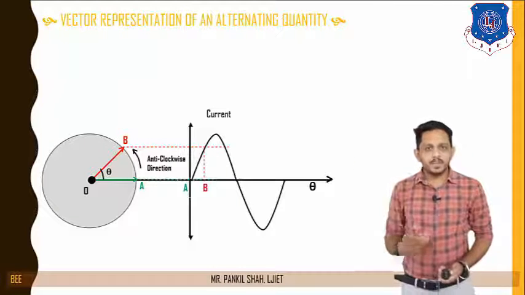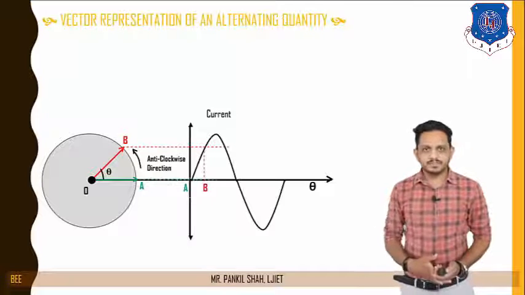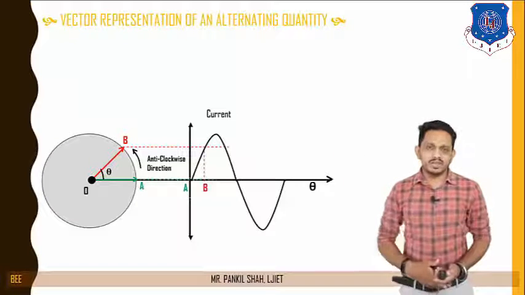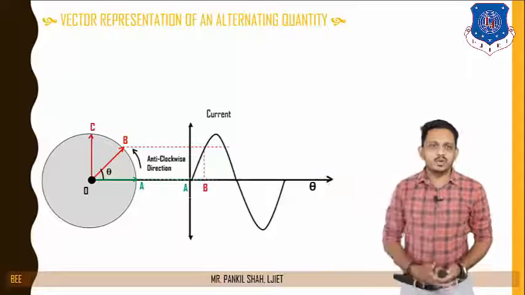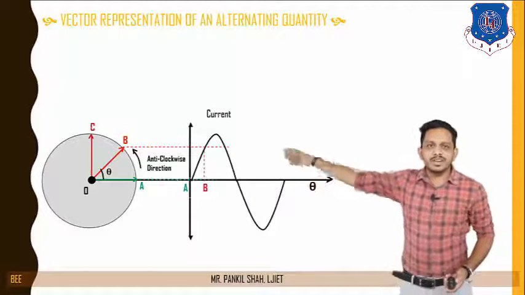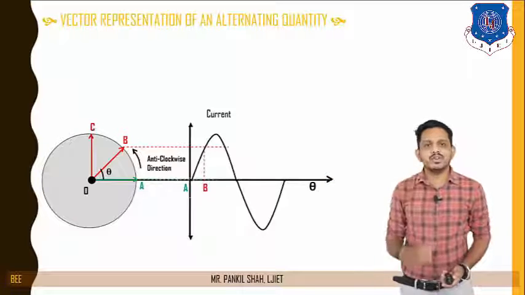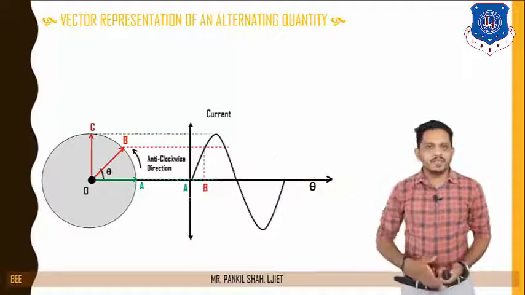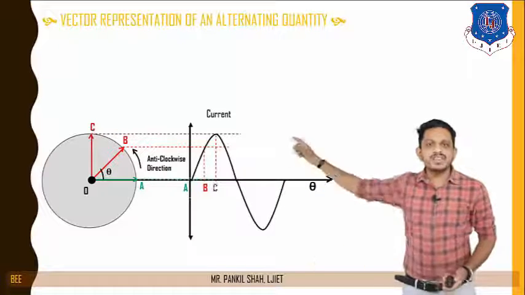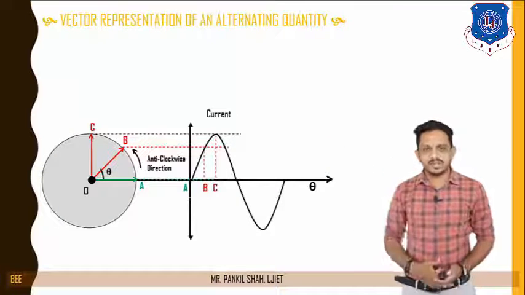Let's see if our coil is rotated by some further angle, let's say to 90 degree. So this is OC. So vector OC represents the maximum magnitude of your quantity. And in this waveform, if you compare this point C, you can see that the maximum value of this current has been reached.